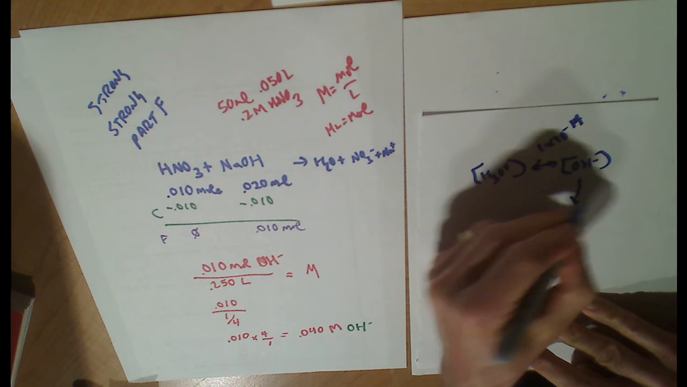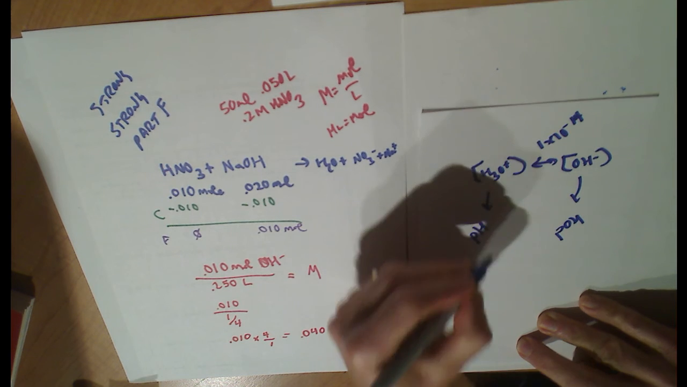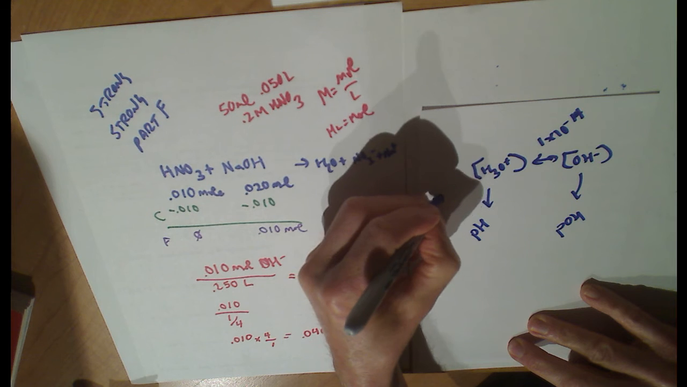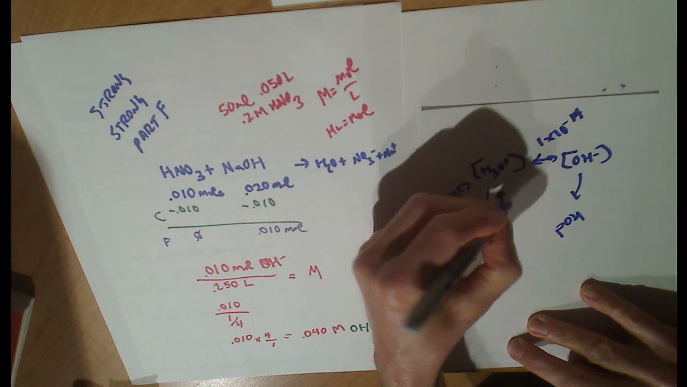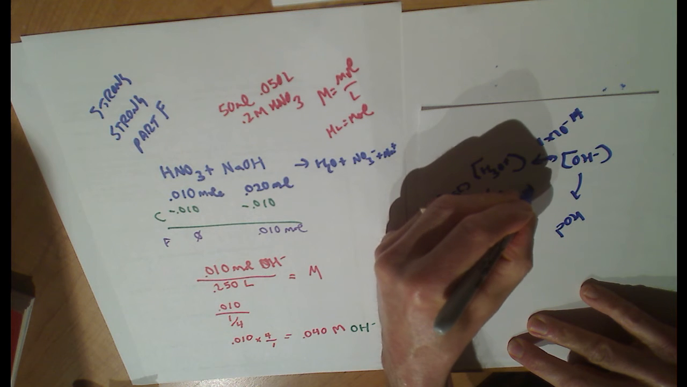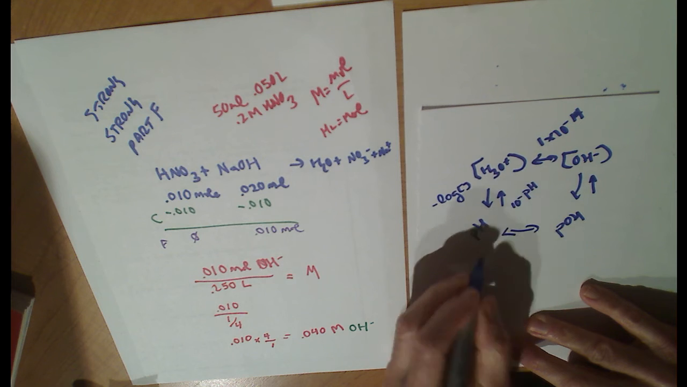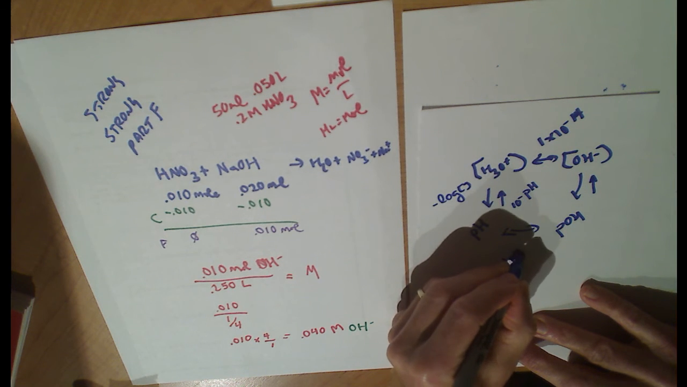To get from the concentrations to the p values, pOH or pH, going this way, we're going to use the negative log of the concentration. Going this way, we're going to take 10 to the negative of the pH, similar over here. Or we can go from pH to pOH, because pH plus pOH equals 14.